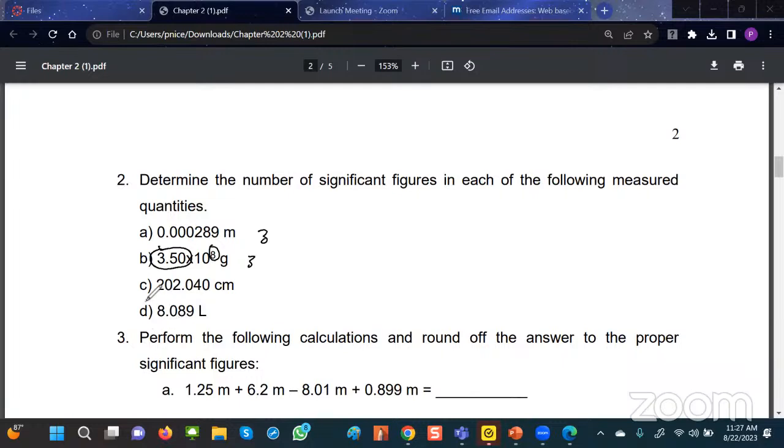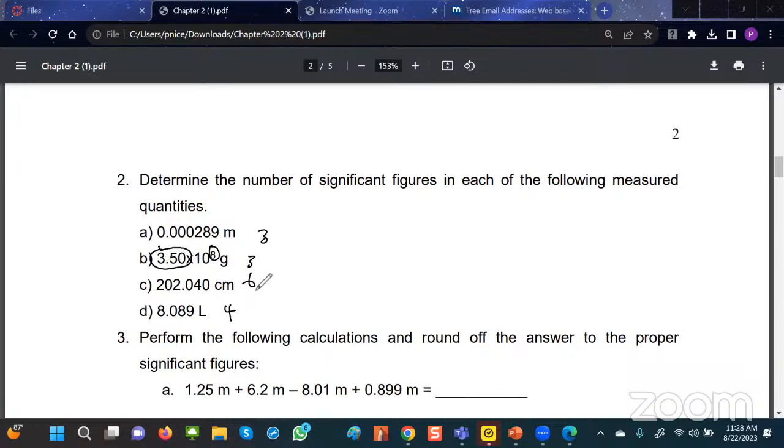All right, okay, what about C? 6, exactly, because you have a decimal point here. This 0 is significant. This is sandwiched, that is significant. And this is significant for the same reason, right? So therefore, the total number of sig figs here would be 6. What about D? 4 sig figs.